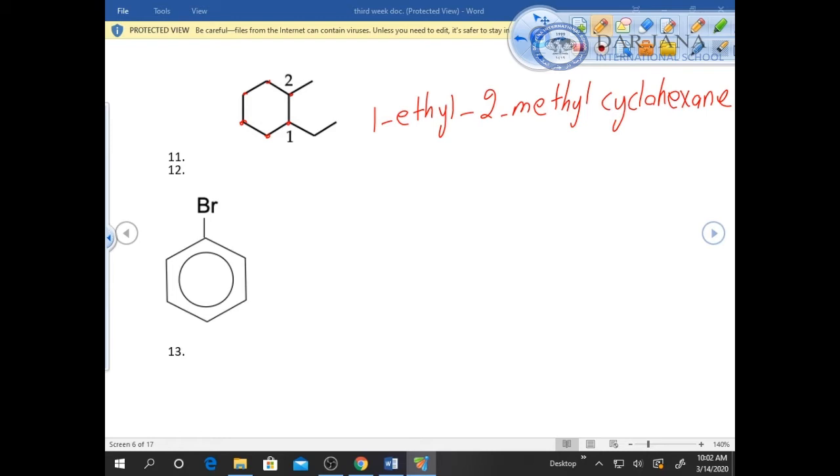Number 12, here we have an aromatic compound because it contains a benzene ring, but on this benzene ring there is a bromine atom. So the name of this molecule is, without putting any number because there is only one substituent, bromobenzene.